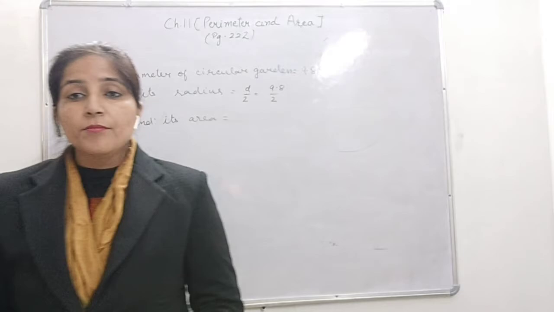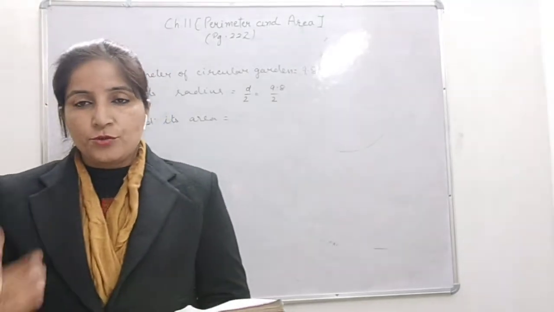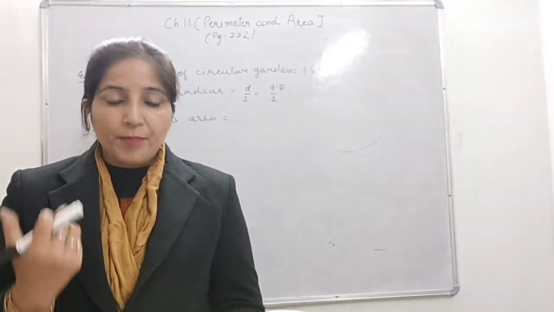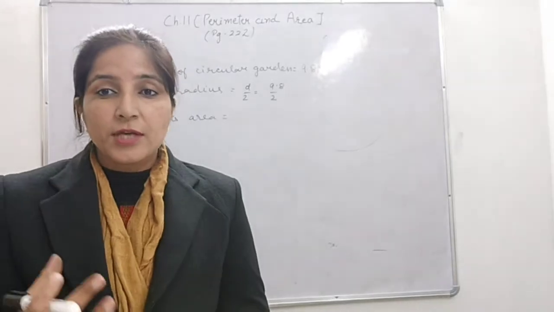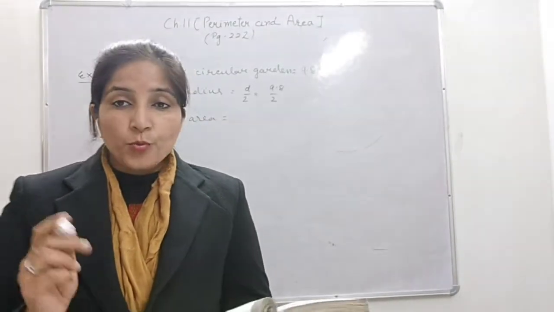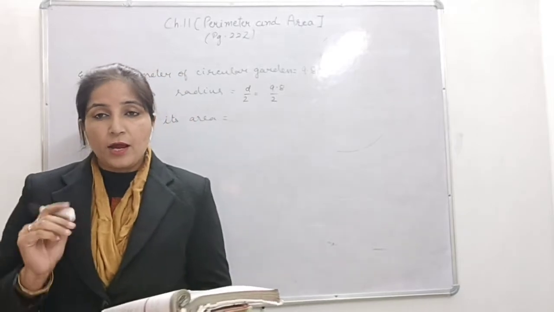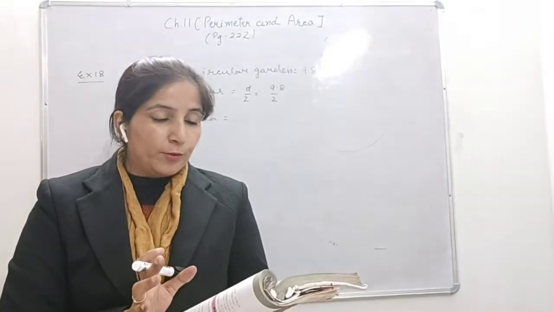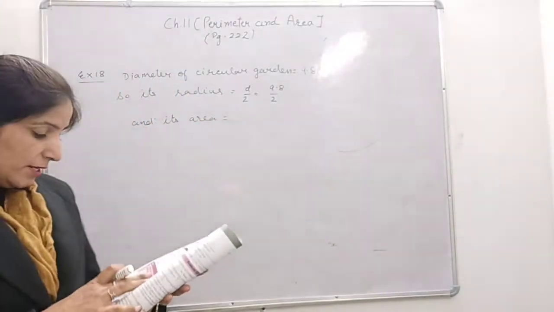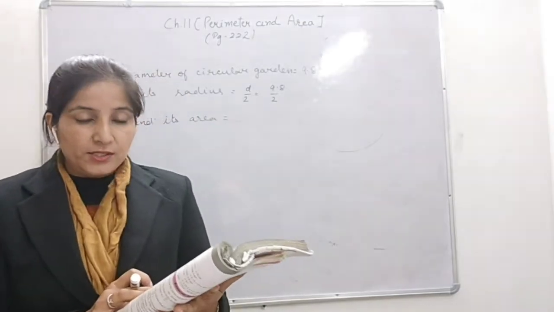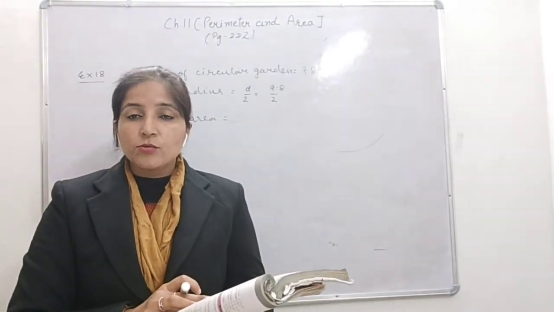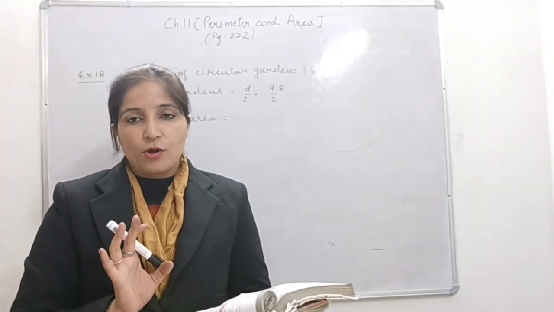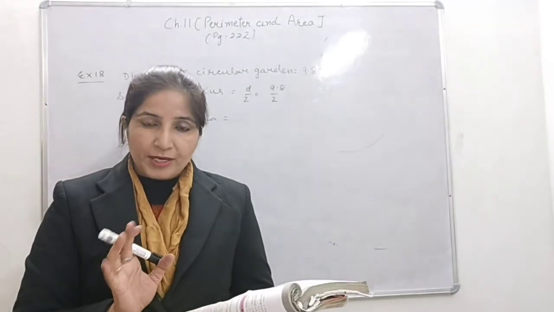Now students, some questions based on area we will do now. Earlier we have done the questions based on circumference or perimeter of the circle, related to circular shapes. Now we'll start the questions related to the area of circle. First, example number 17 on page number 222: find the area of the circle of radius 30 centimeter. In this question, you just have to apply the formula pi r square, and the calculation you need to practice yourself.